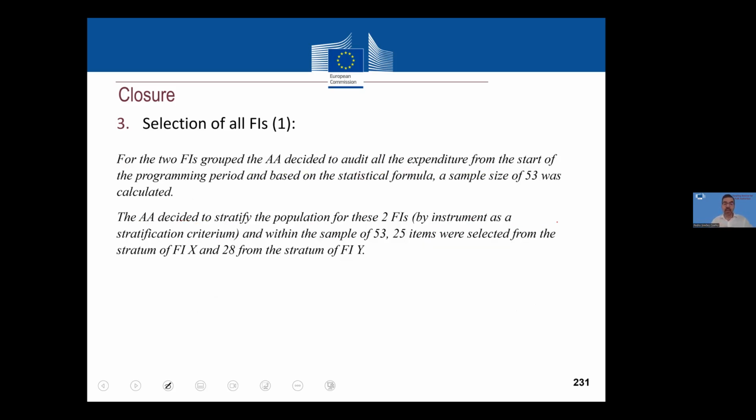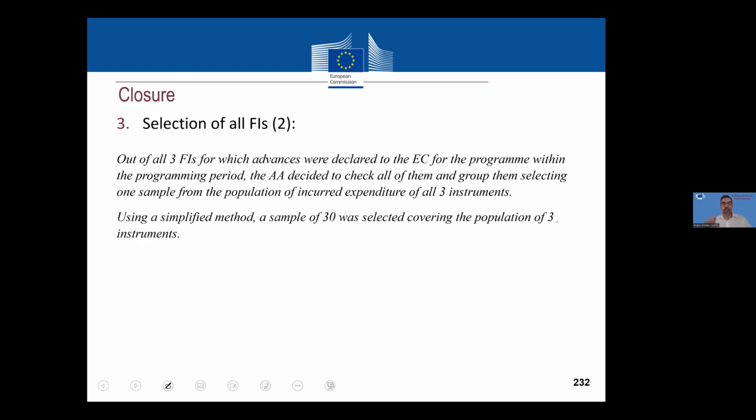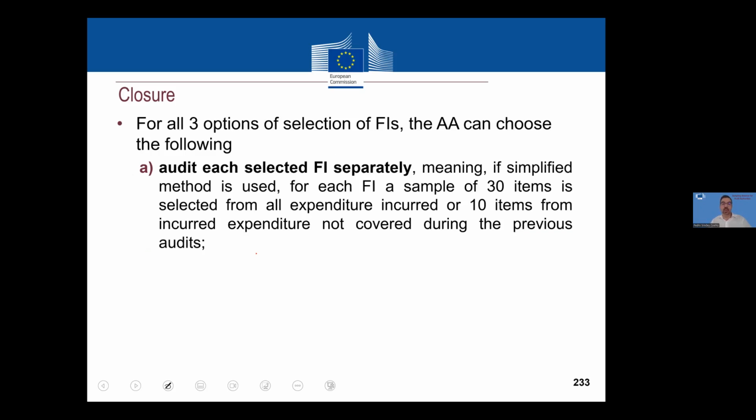Let me skip this. And of course, if you do this, you can treat this as 2 separate strata. Another example within the selection of all the financial instruments. You have 3 financial instruments and you decide to check them all. And instead of doing any kind of grouping or stratification, you are going to use a simplified method where you take just 30 items from the whole population comprising the 3 instruments. It's also an option to do this in regard to this, let's say, group population of the 3 instruments.